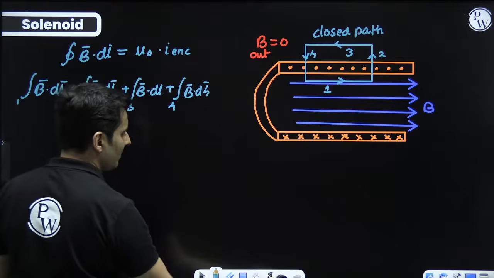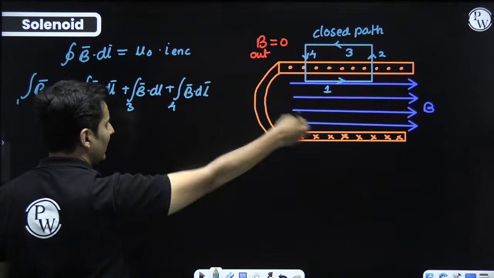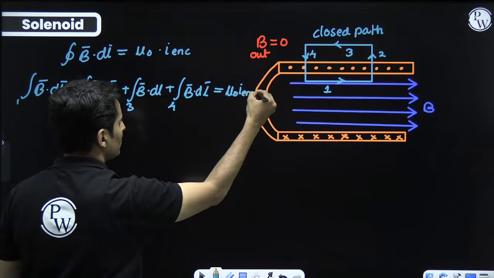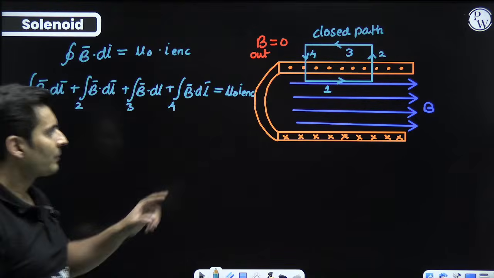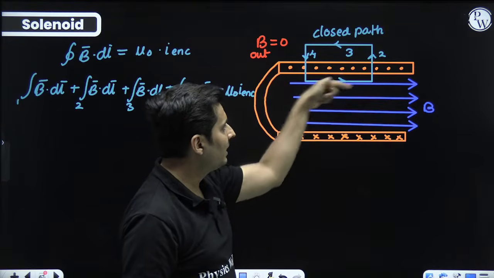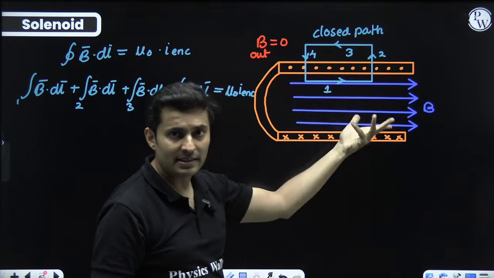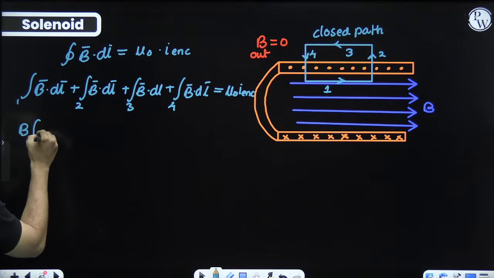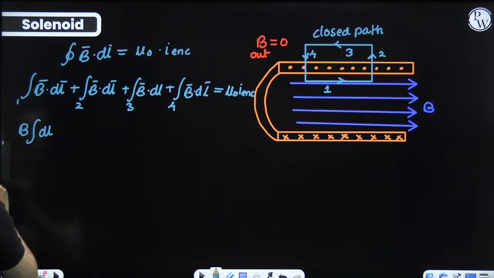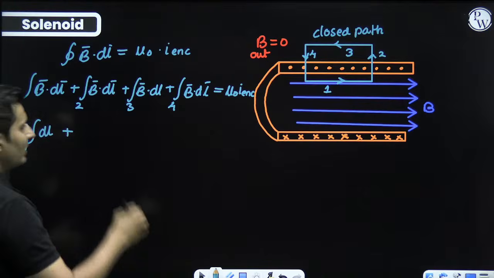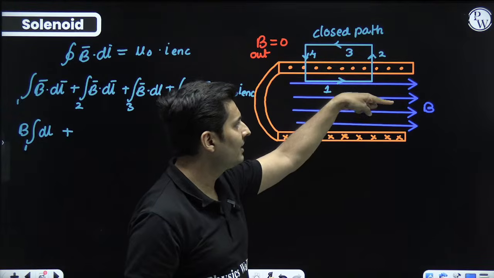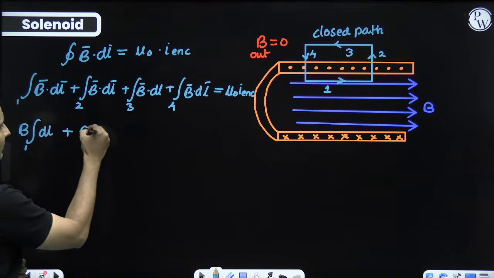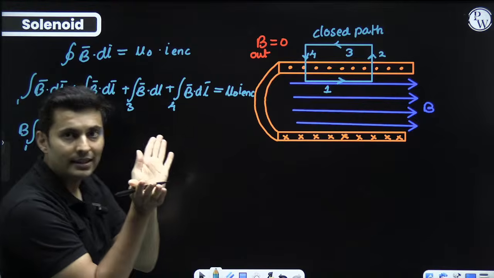Basically cyclic means complete, right? So I'm splitting that entire cycle into 4 parts, equal to mu naught into I enclosed. Now observe. In the first part, the magnetic field and dl are in the same direction. So the angle is 0, and this will become B outside integral dl for the first case. For the second case, the magnetic field is perpendicular, so B dot dl will be 0. So the second term will be 0 because the angle is 90 degrees.